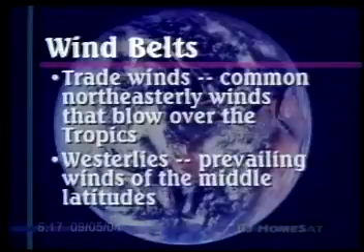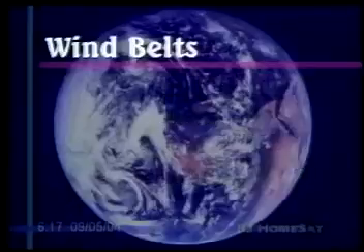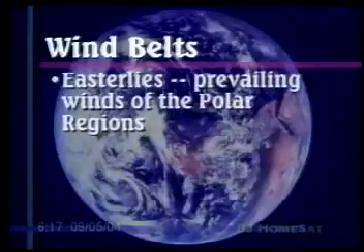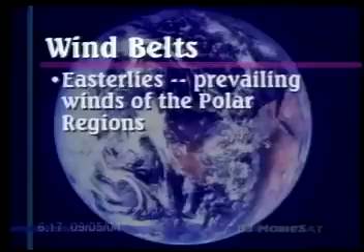The westerlies are the prevailing winds of the middle latitudes. They blow from the west, not to the west. And the easterlies are the prevailing winds of the polar regions or the high latitudes. Now there are also some areas of calm between the wind belts that have special names, and we want to remember them as well. They're the horse latitudes and the doldrums.